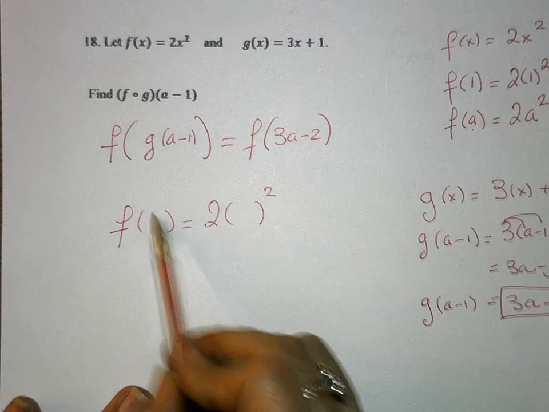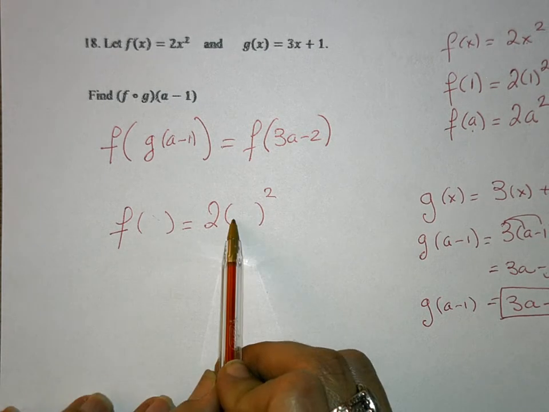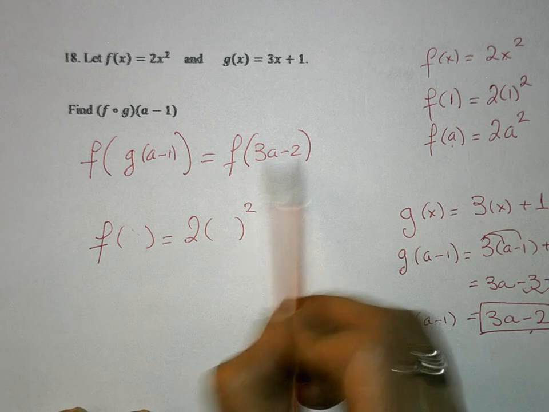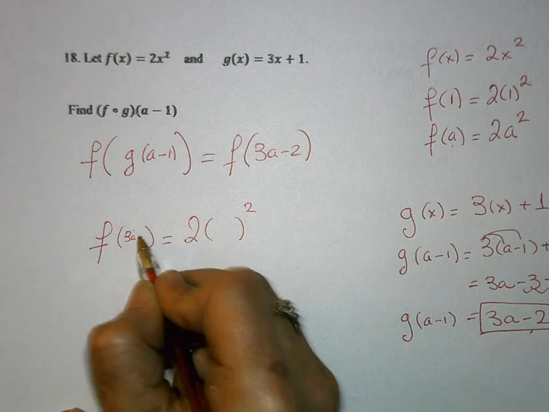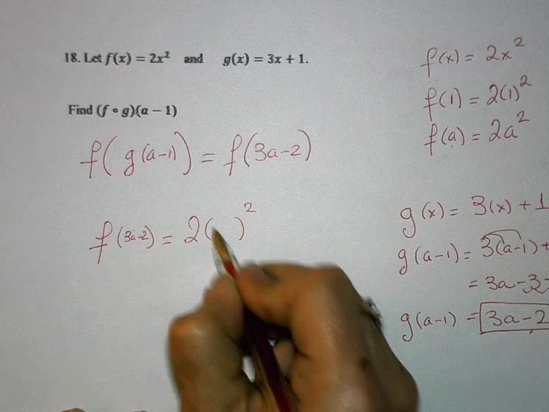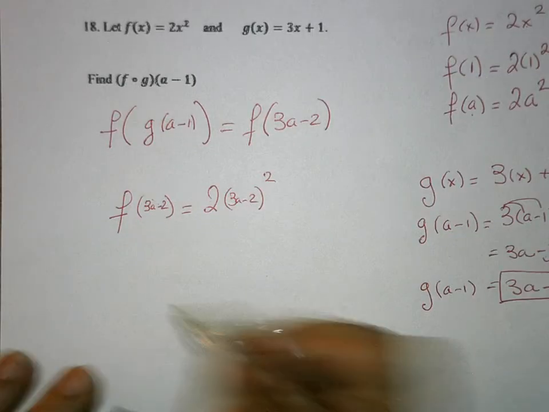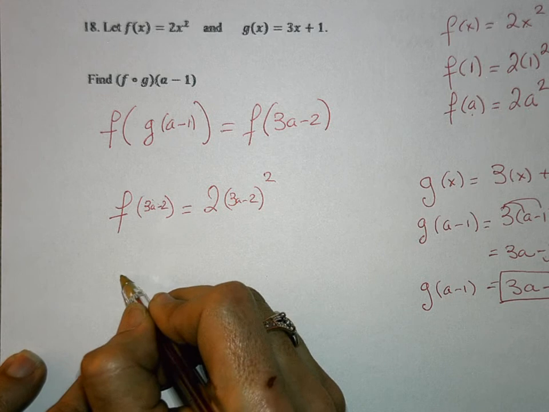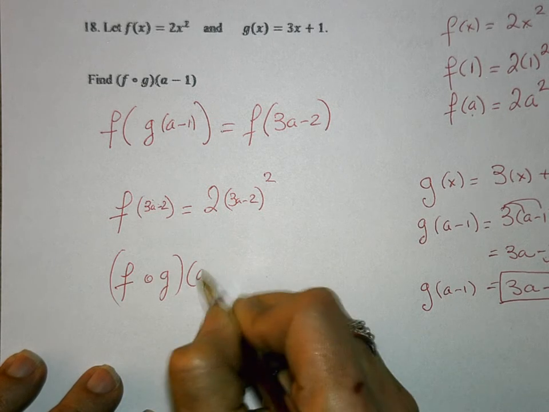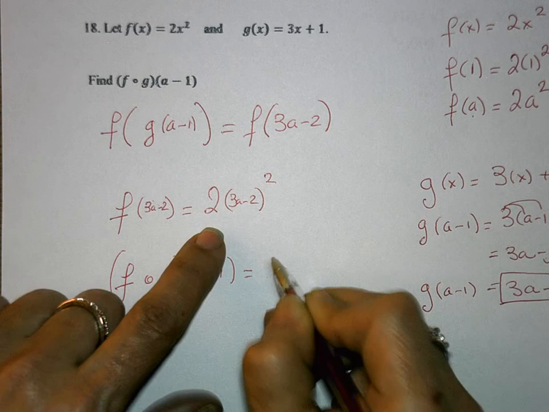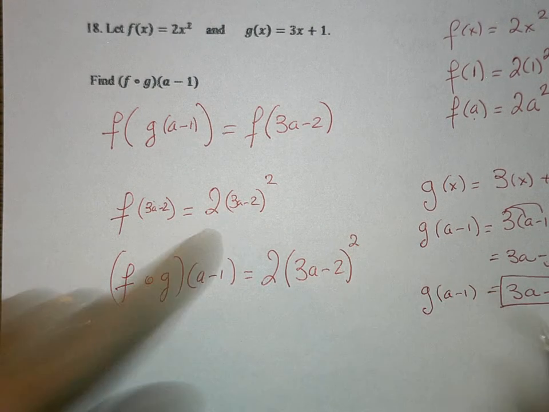If I want an x, then I would have an x. If I wanted an a, then I would have an a. In this moment, I want 3a minus 2. So I'm going to put 3a minus 2, and then 3a minus 2. Now, just to keep it clean and all nice and organized, I would say f of g of a minus 1 equals 2 times 3a minus 2 squared. Okay, that would be my final answer.